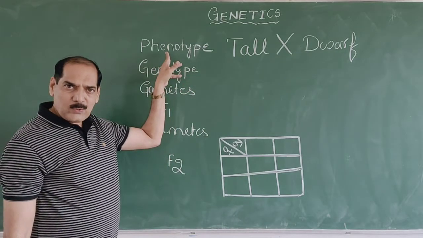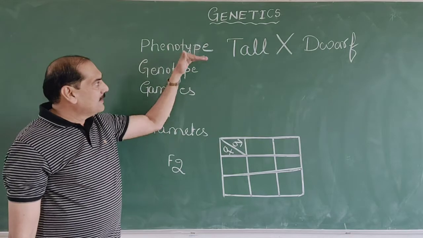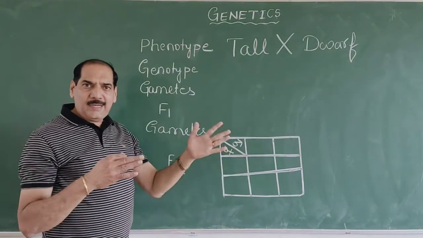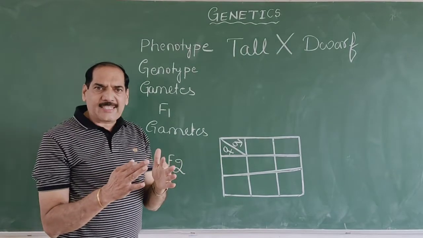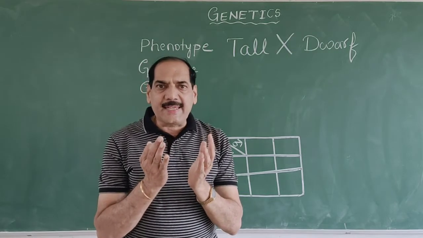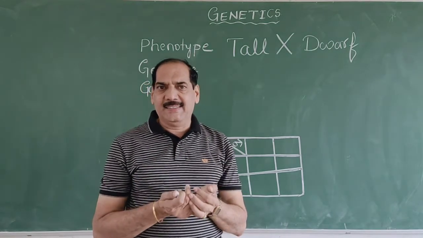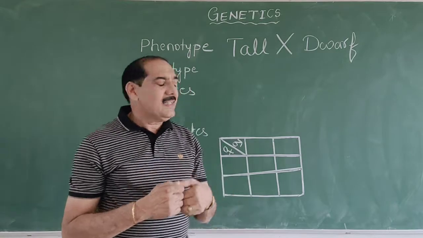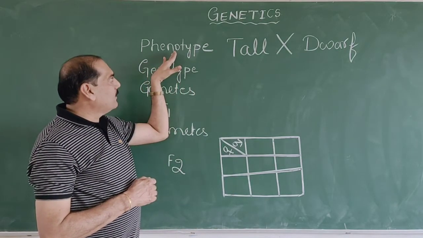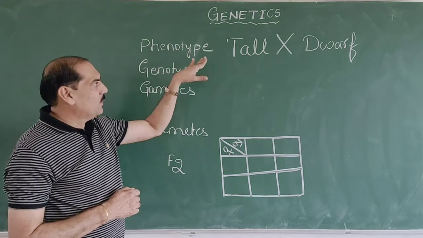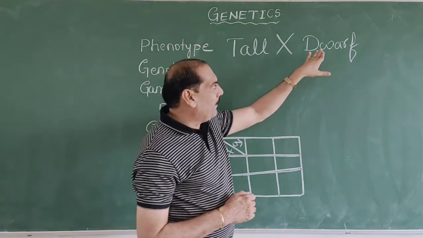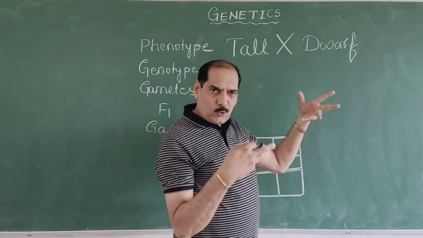phenotype. What do you mean by phenotype? Tall, dwarf, red, white. These are all externally appeared characters. This externally expressed, appeared character is called phenotype. What about phenotypically pea plants? One plant's phenotype is tall, another plant's phenotype is dwarf.